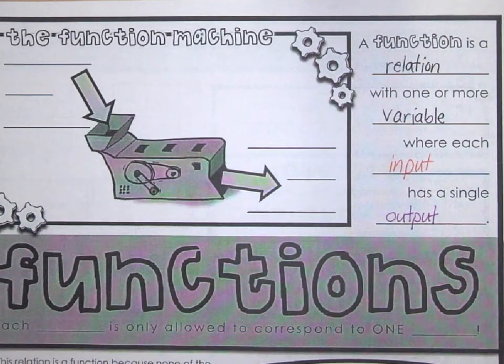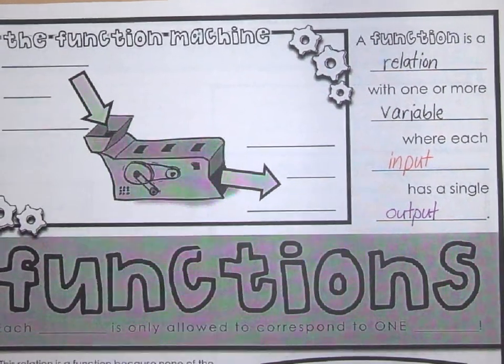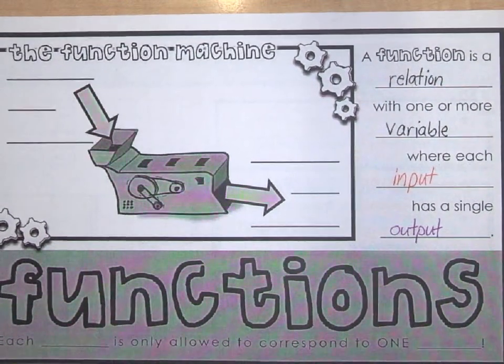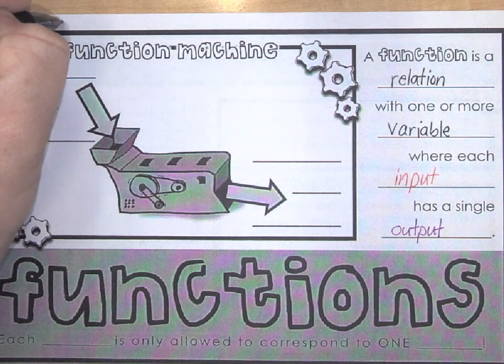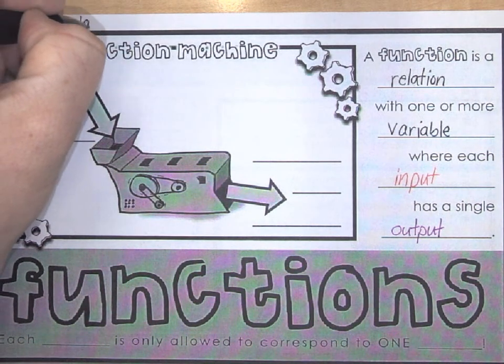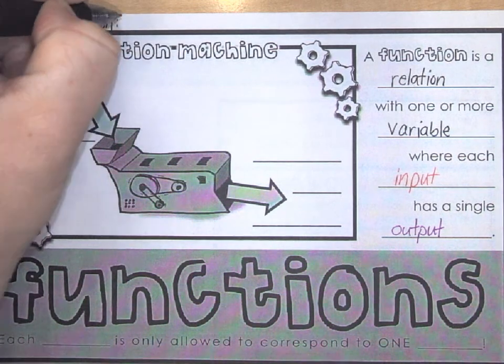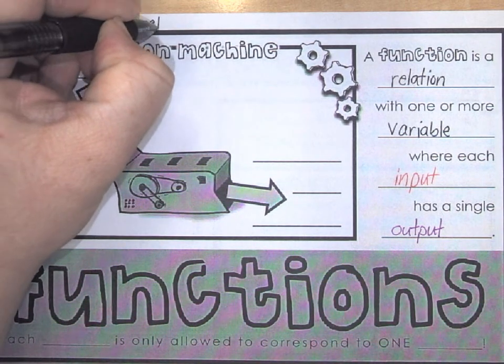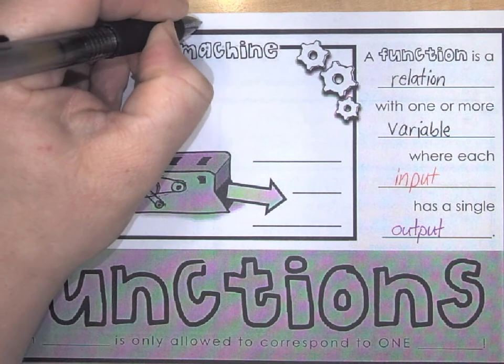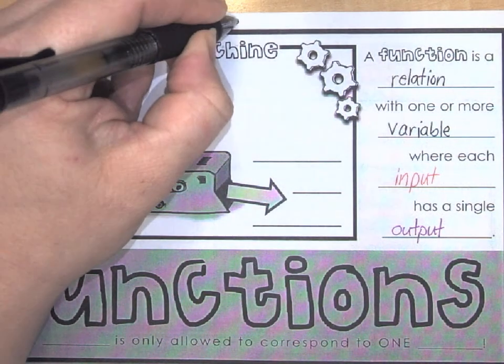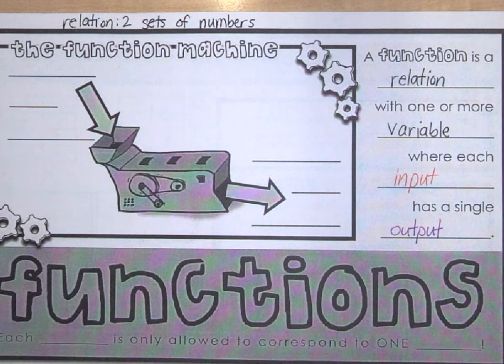Now, since we use the word relation in our definition, we should make sure that we define that as well. So I'm just going to put that here at the top. A relation is just two sets of numbers. And these numbers can be given to you in different ways, but anytime you have two sets of numbers given in a mapping form or a graph or a table, you have a relation. And then some relations are also considered functions, and that's where the input has a single output.